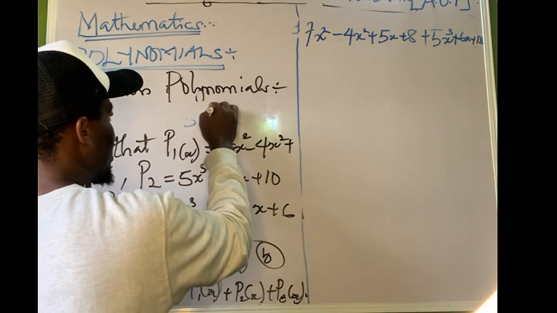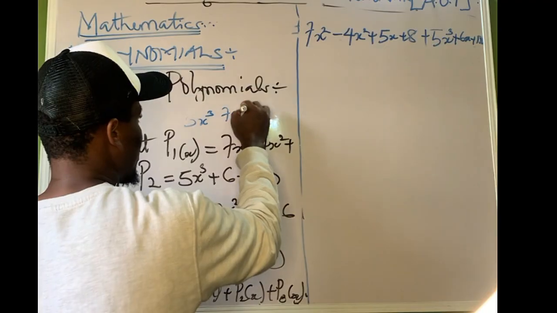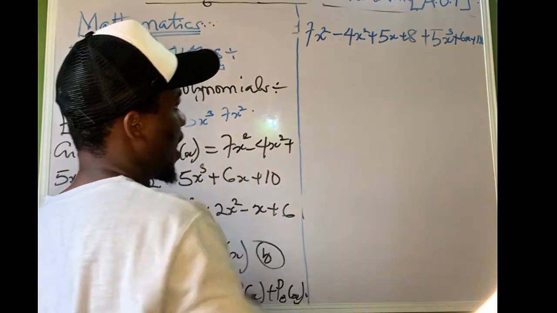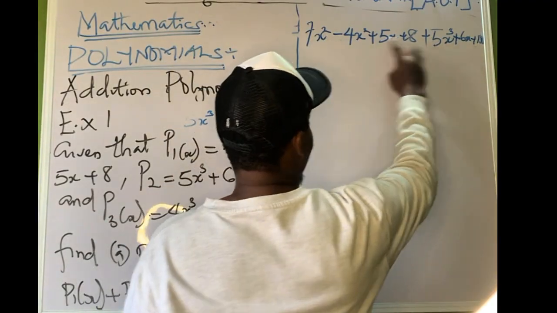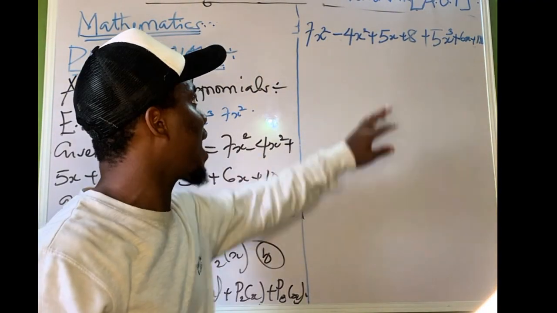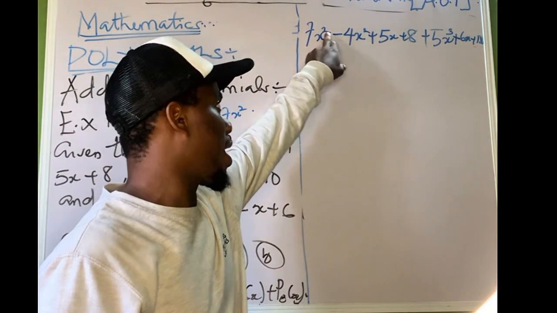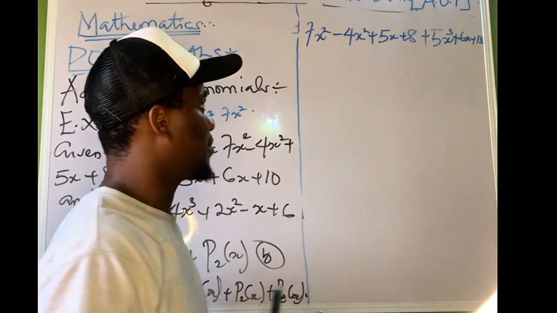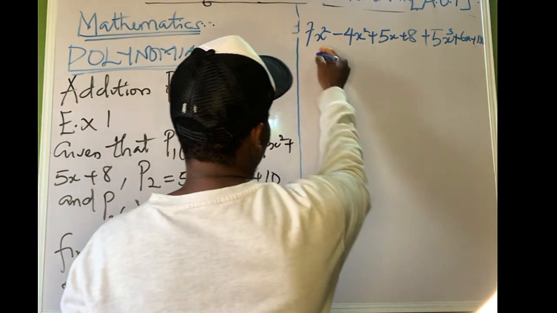We have 5x cubed here and we have 7x squared. Which one comes first? It is our 5x cubed, because we cannot add these together since the powers are different. This one is squared, this one is cubed, so we can't add them.